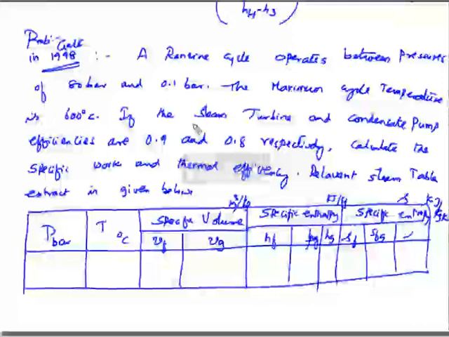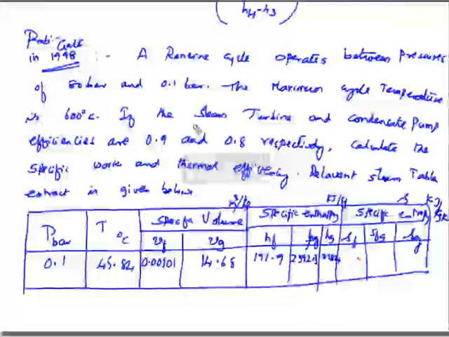Sf, Sfg and Sg. The data corresponding to 0.1 bar: saturation temperature is 45.84, Vf is 0.00101, because Vf would always be in the decimals of 0.001 followed by some numericals, because for water at any pressure specific volume is 1 by 1000, whereas Vg at this pressure is 14.68, Hf is 191.9, Hfg is 2392.3, Hg is 2584, Sf is 0.648, Sfg is 7.5, Sg is 8.149.